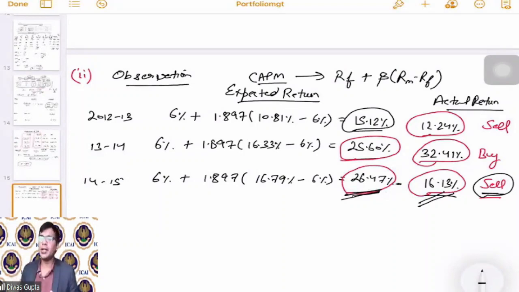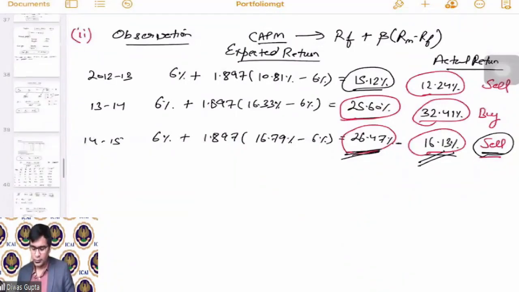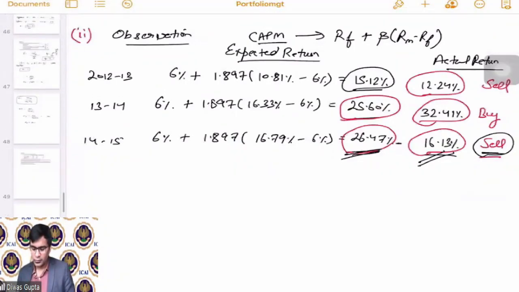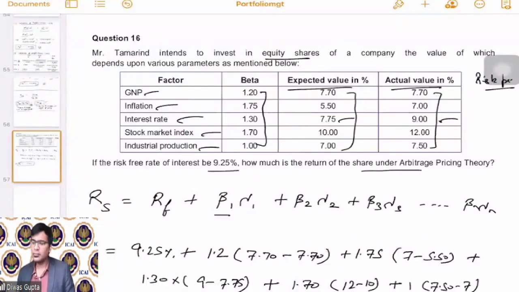That's the only logic. The loss is a separate thing which will be calculated using your purchase price and selling price of the security and the return that you have earned on that security. Okay, Sairam, I hope this question is answered.